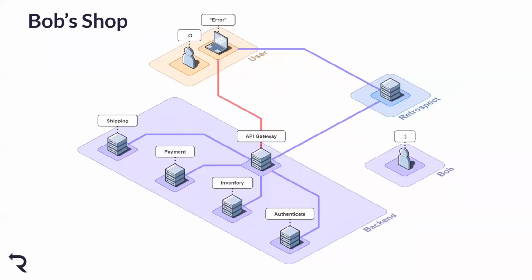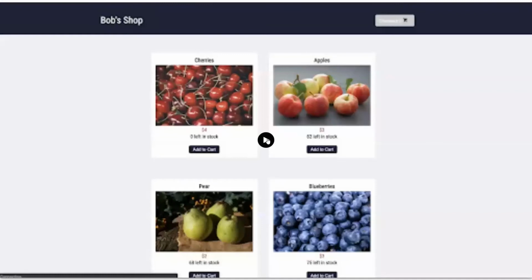Now, sometimes your application breaks. In this case, the user attempted to check out, but they were unable to, and they file a complaint with the owner, Bob. Now, before we go into the debugging step, let's see what Bob's Shop looks like.